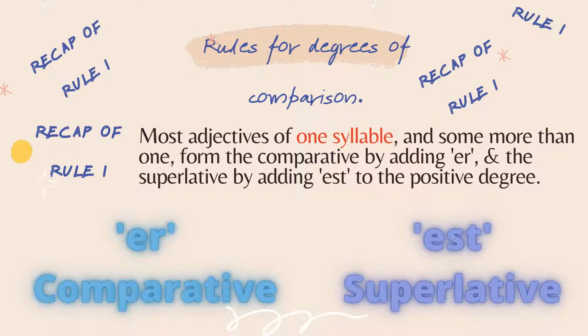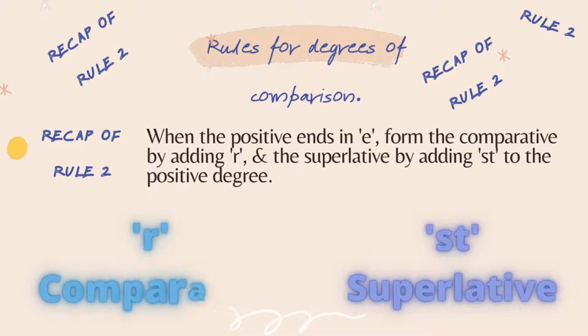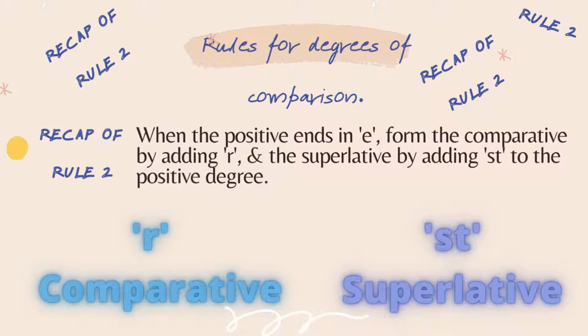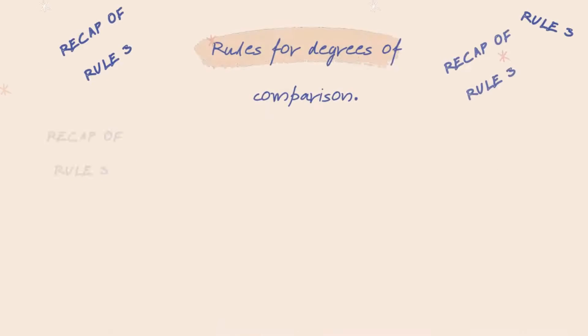Before going into Rule 5, we'll just have a recap from Rule 1 to 4. Rule 1 is for one-syllable words like kind, smart, which make a single sound when pronounced. For those words, you should add ER to form the comparative degree and EST to form the superlative degree. For Rule 2, when the positive word ends in E, you should form the comparative by adding R and the superlative by adding ST to the positive degree.